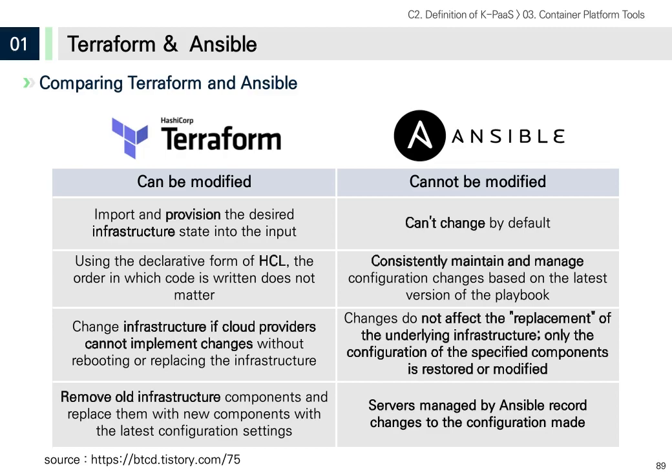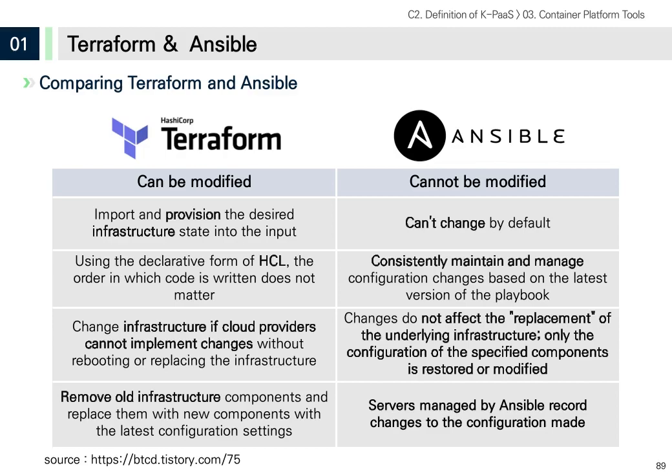Next, let's compare the two based on changeability. First, Terraform takes as input the desired state of the infrastructure, which can be provisioned. Ansible is unchangeable by default. Additionally, Terraform will change the infrastructure if the cloud provider cannot implement the change without rebooting or replacing the infrastructure. In comparison, Ansible does not allow changes to replace the underlying infrastructure. It can only repair or modify the configuration of specified components.